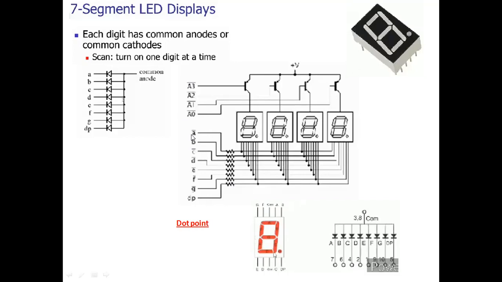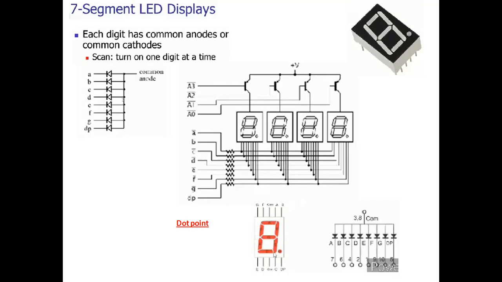Again, why 12? A to G along with one DP makes 8 signals, plus A0 bar to A3 bar, 4. 8 plus 4 equals 12, so 12 signals are enough. All the 4 digits will be used in a single stretch. For this, we have a scan mechanism, where one by one, each of A0 bar, A1 bar, A2 bar, A3 bar is made low, and the digit is displayed.